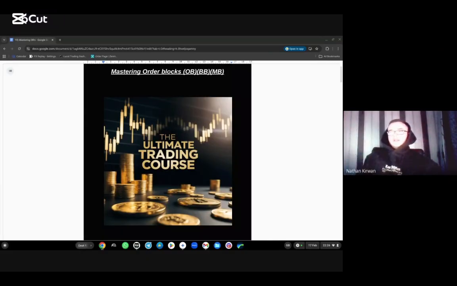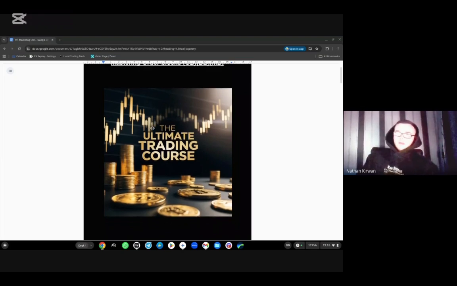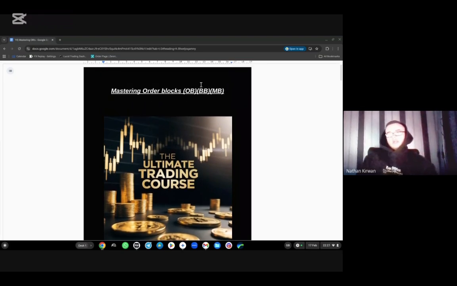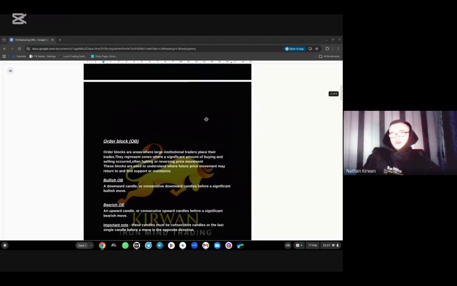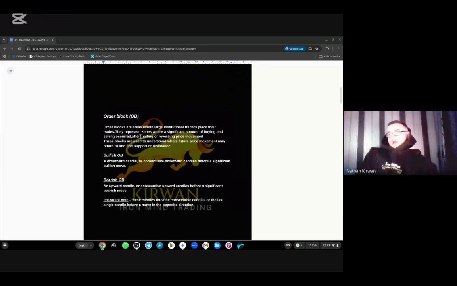Right, lads and ladies, today we are going to jump into order blocks and mastering order blocks, breaker blocks, mitigation blocks. So, what is an order block? An order block is an area where large institutional traders place their trades. They represent zones where a significant amount of buying and selling occurred, often halting or reversing price movements. These blocks are used to understand where future price movement may return to find support or resistance.